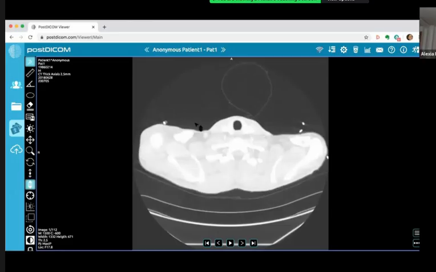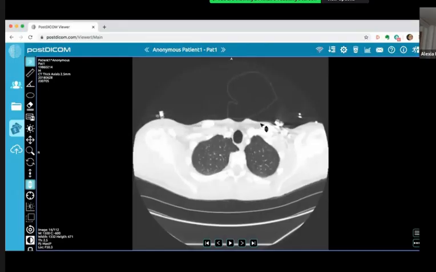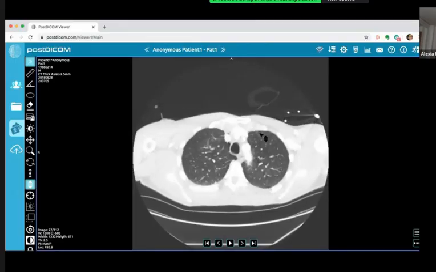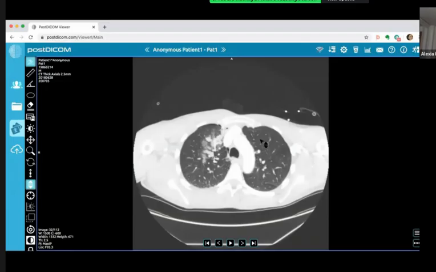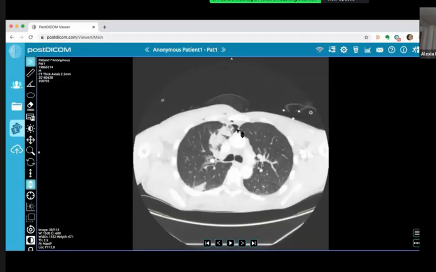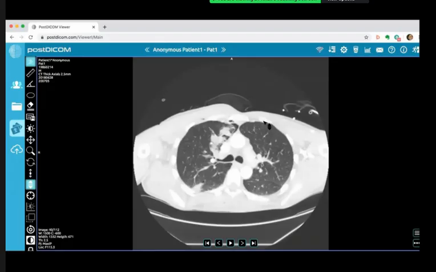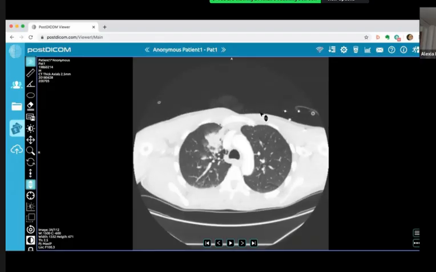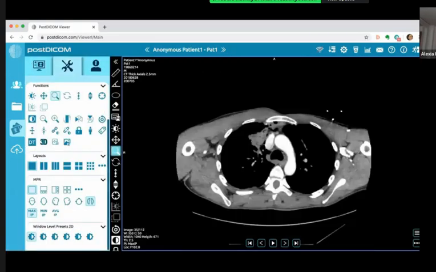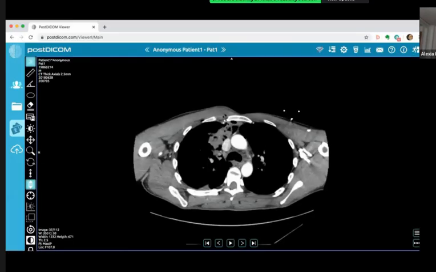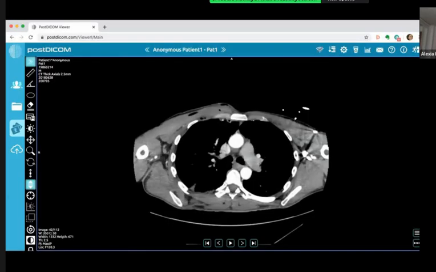Good. And this is a contrast study. So you can look for active contrast extravasation into this area, which would signify that there is active bleeding in this area. It is not present in the scan. Okay. We'll just bring out the soft tissue window again. So this patient had a pulmonary laceration.